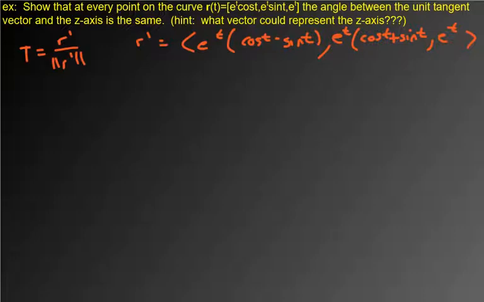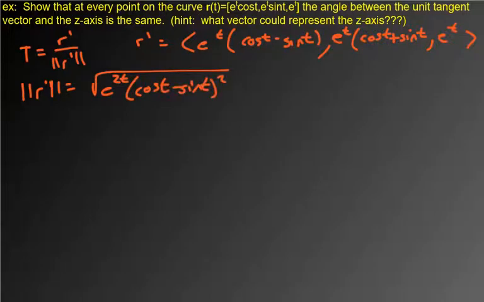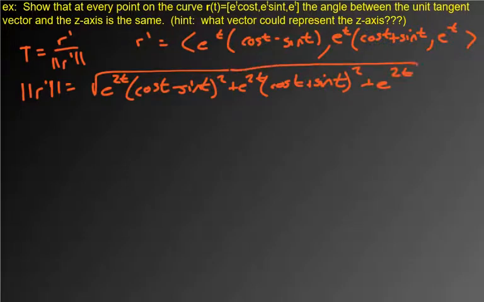So then you need the magnitude of r prime. The magnitude of r prime is going to be, when you square e to the t, you're going to get e to the 2t. I'm just going to write this for a second. So all of that squared, plus e to the 2t times cos t plus sine t squared, plus e to the 2t. So this looks kind of messy, but in the end it's actually going to be kind of nice.